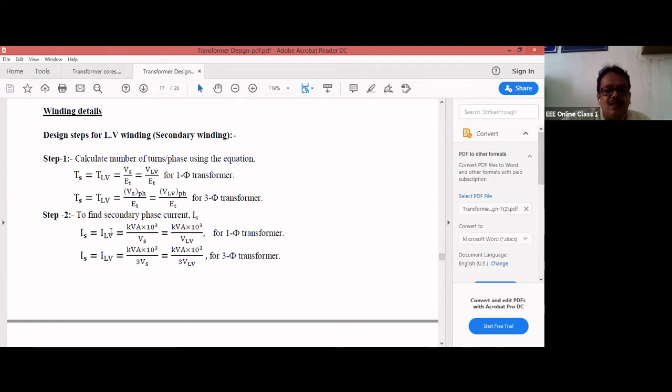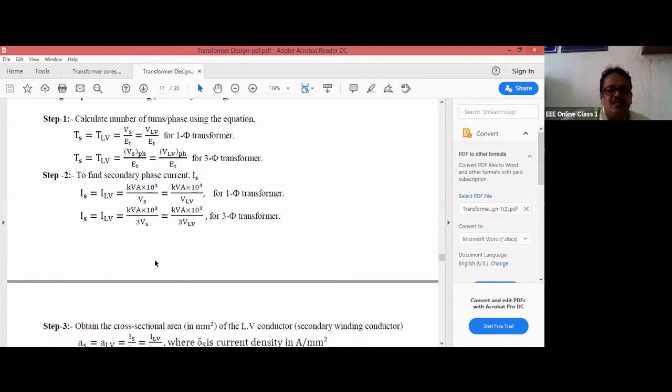Secondary current, or low voltage current, ILV is equal to KVA into 10 power 3 by Vs, the secondary voltage, or KVA into 10 power 3 by VLV. The secondary voltage is your low voltage. Either formula you can use. ILV is equal to KVA into 10 power 3 divided by VLV, where VLV is the voltage on the secondary side for single phase. For three phase, the only difference is that you multiply the secondary voltage by 3.